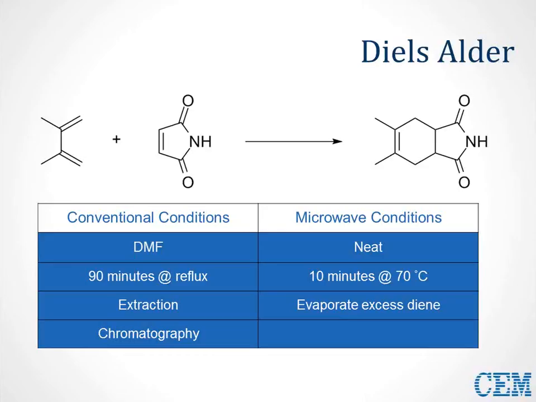So in the Diels-Alder, basically taking dimethylbutadiene and maleimide to do the cycloaddition reaction. Under conventional conditions, this reaction classically would be done in DMF for about an hour and a half at reflux. Then the workup would require extraction and then likely chromatography to clean up the final product. In the microwave, the way they were able to optimize the conditions is that basically the solvent was removed altogether. So this reaction is now run neat with an excess of the diene and only 10 minutes at 70 degrees, and this reaction will proceed to completion.